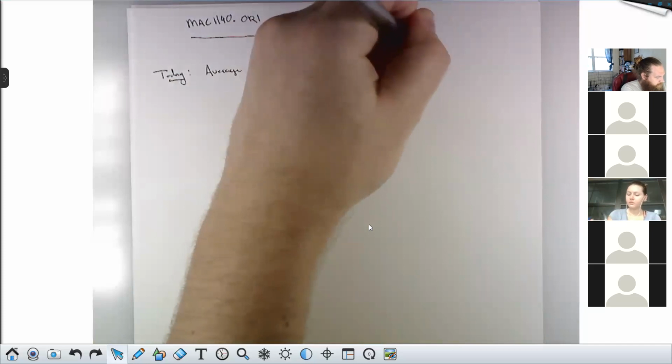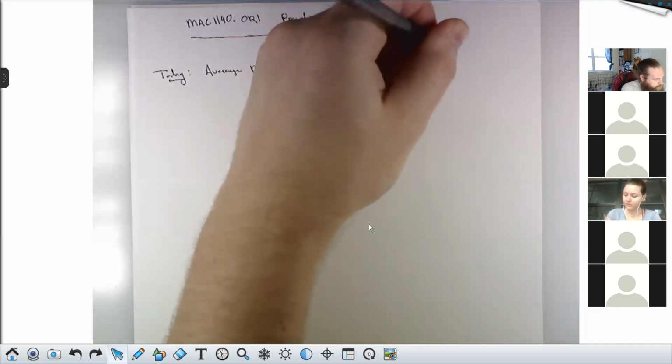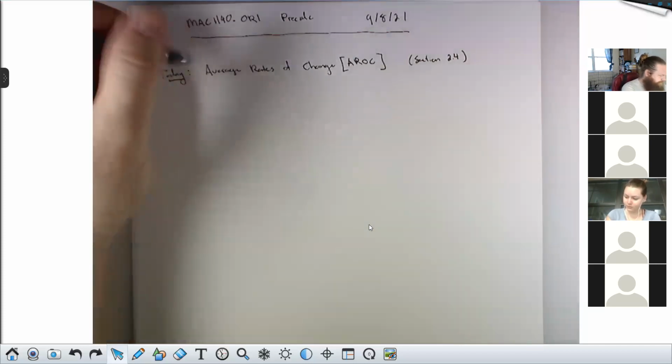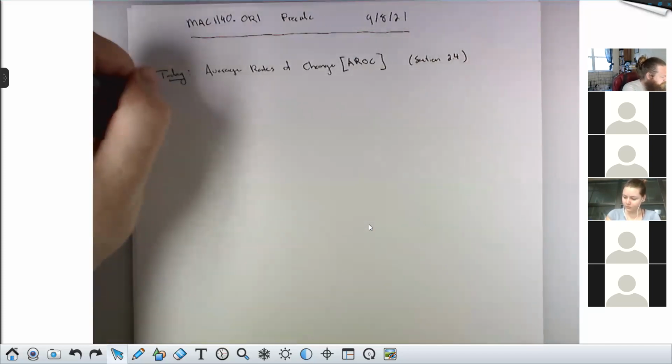And this is section 2.4 in the textbook if you want to read along. That's the only section we're going to cover, but there is a little announcement.